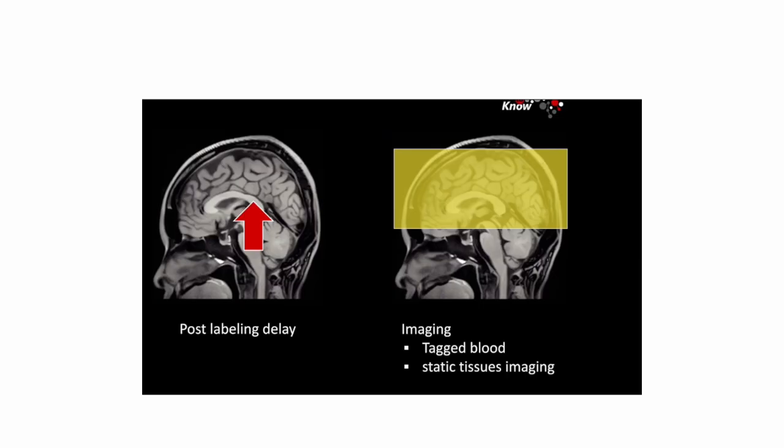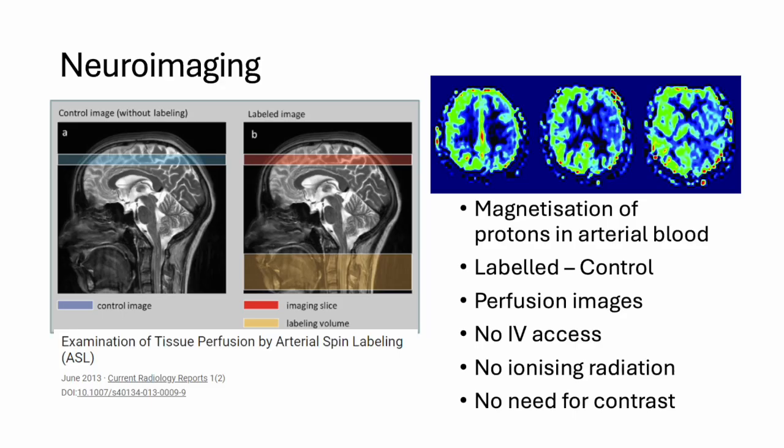And once the protons within the blood are selectively inverted at the point of an imaging slab, you then have a post-labeling delay, following which downstream, or in the brain upstream, measurements are taken, and these resulting images are then compared to a control image without the inversion pulse. Subtraction between the labeled and the control images produces perfusion data, which essentially looks like this.